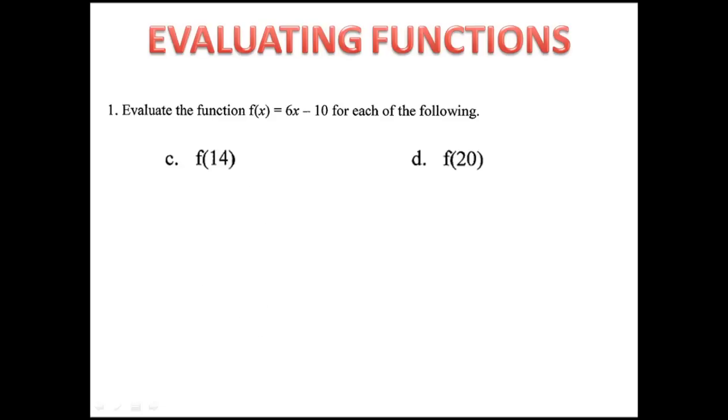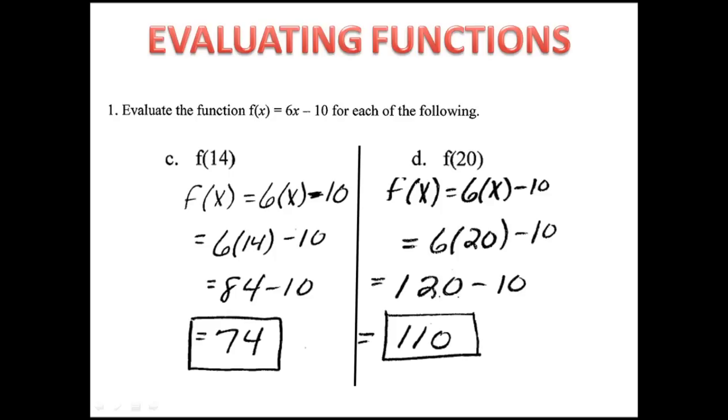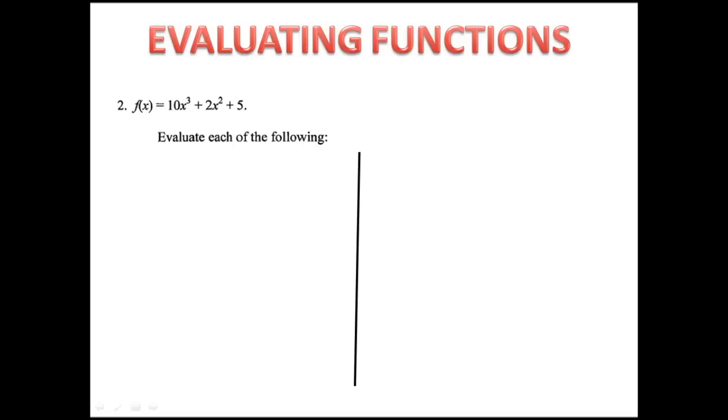Part C and D, I'd like for you to try these right now. Please pause the video, and then come back, and we'll see how you did. Let's see how you did. F of 14, we drop the 14 in. It plugs it in for x, and the machine spits out a 74. F of 20, I dropped a 20 into the machine. It spit out 110.